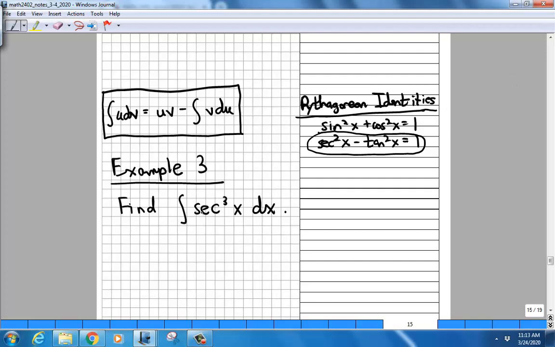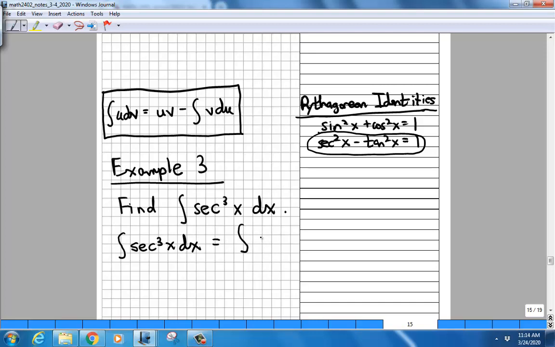Let me show you how we're going to find the antiderivative of secant cubed of x, a power of secant. And again, we're going to use integration by parts. But one of the things that makes this example advanced is that we're going to have to do a little bit of a trick at the beginning to set this up for integration by parts. If you didn't know this trick, this problem would be very difficult to do.